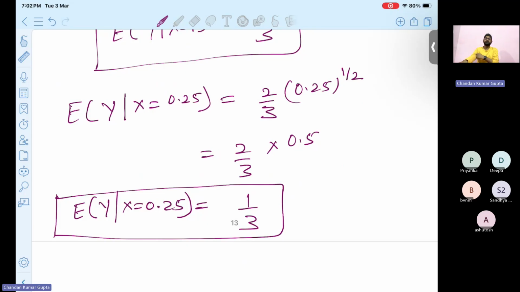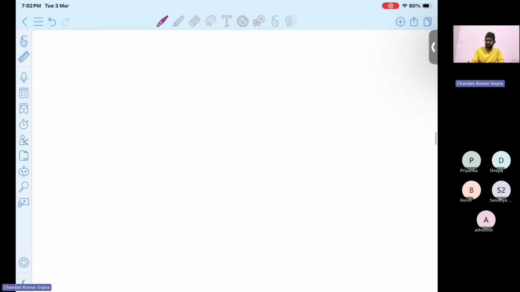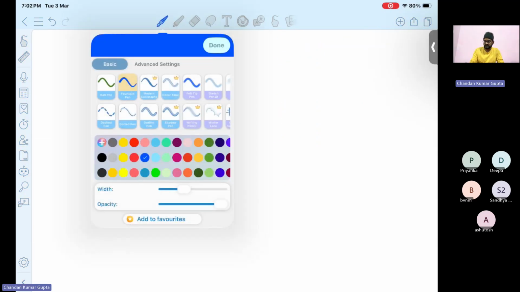So this is how to solve a continuous joint distribution. Any doubt up to this point? Okay, then we will solve the next question. It's a kind of lengthy question.